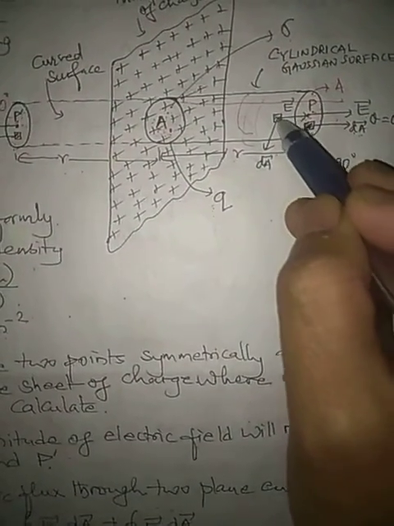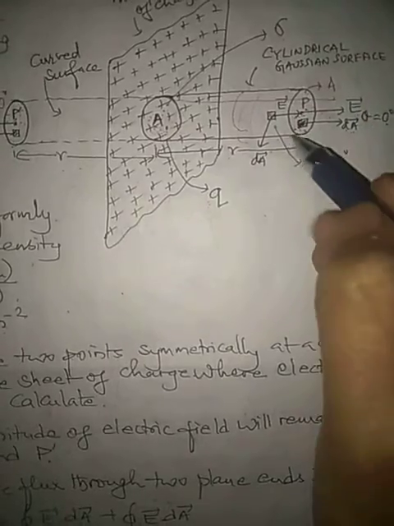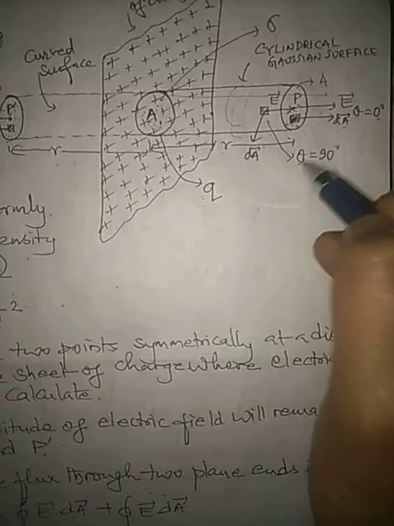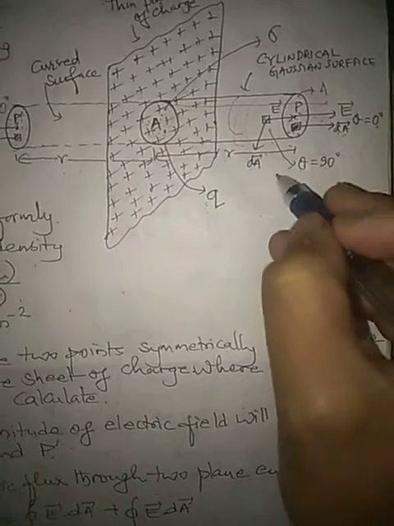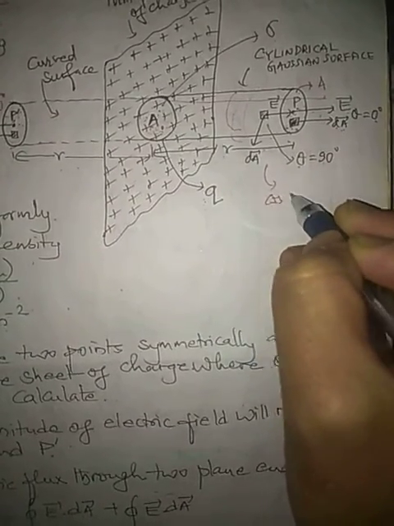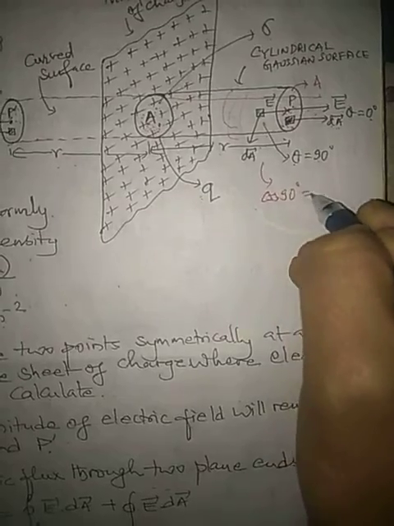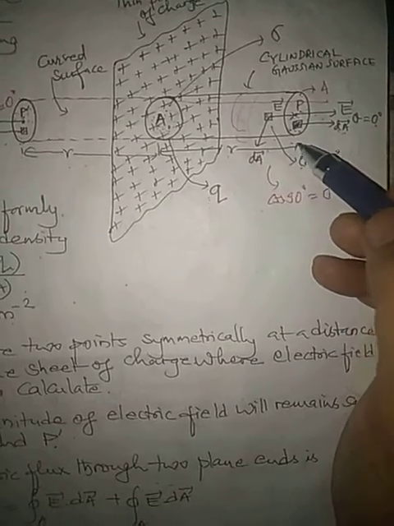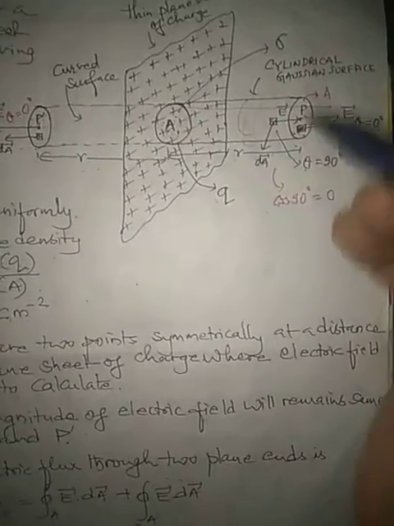So look at the direction. The electric field and the area vector are perpendicular to each other. What is the angle between them? Theta equals 90 degrees. And when theta is 90 degrees, remember this, cos 90 degrees equals 0, because we are measuring the flux, and flux is expressed in terms of what? Cos theta. And if cos 90 is 0, it means the flux will be 0.